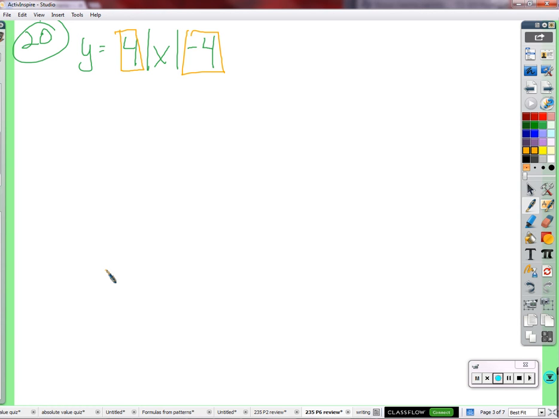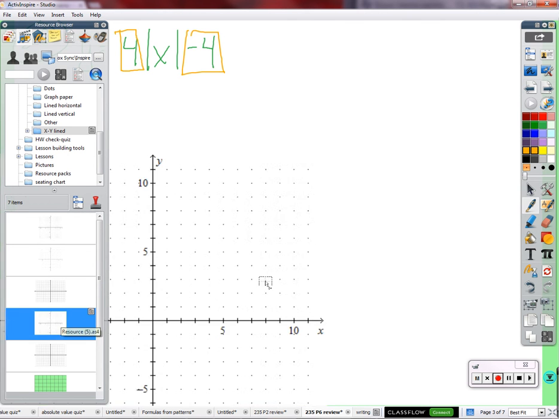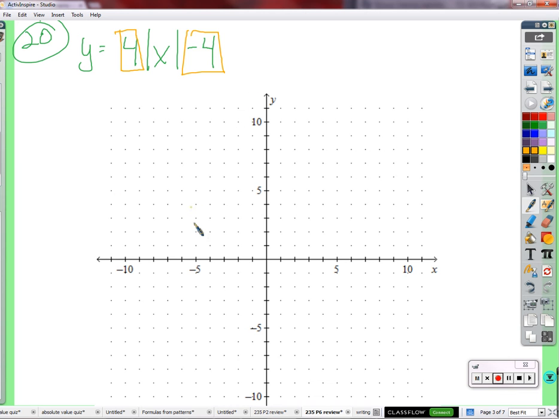So it should be 4 times steeper and down 4. So I could move the vertex down 4: 1, 2, 3, 4 from normal. And from there, I know it should be 4 times as steep.